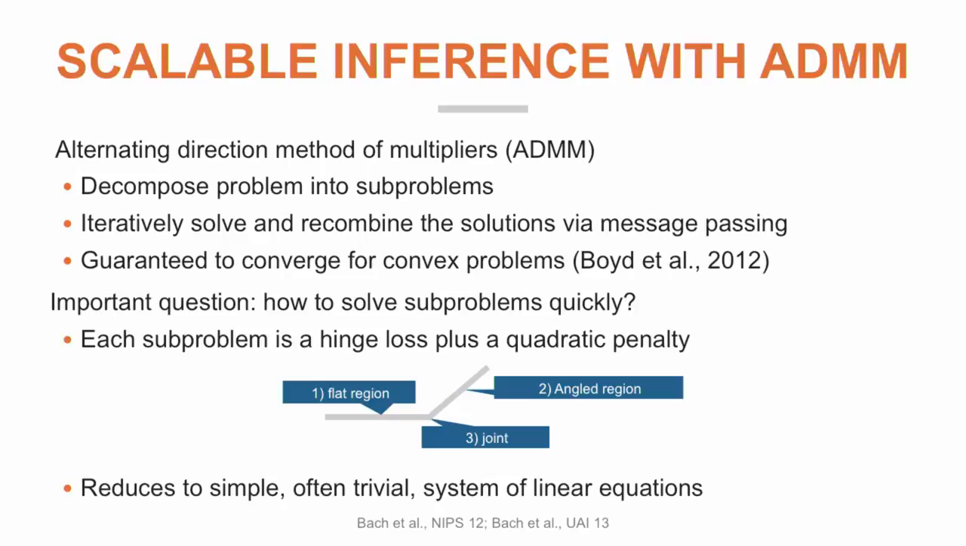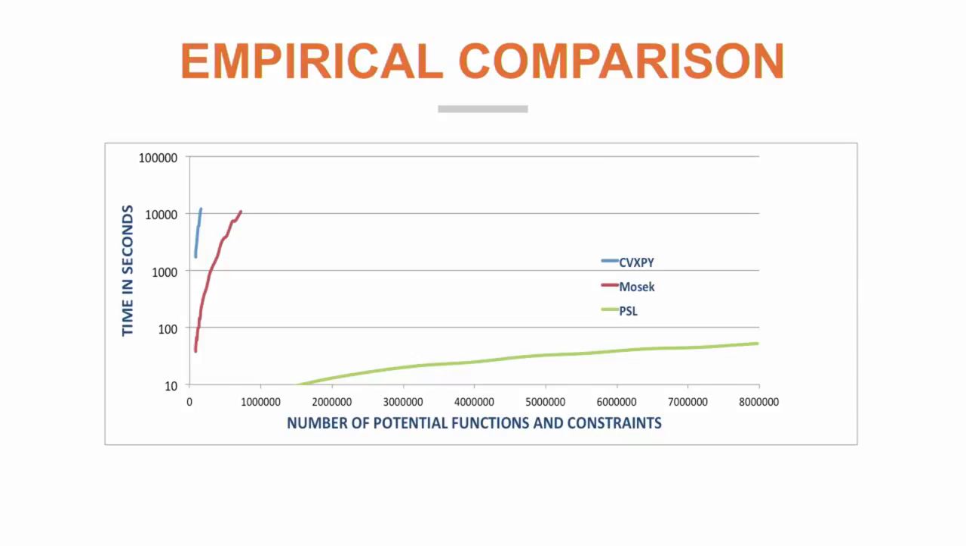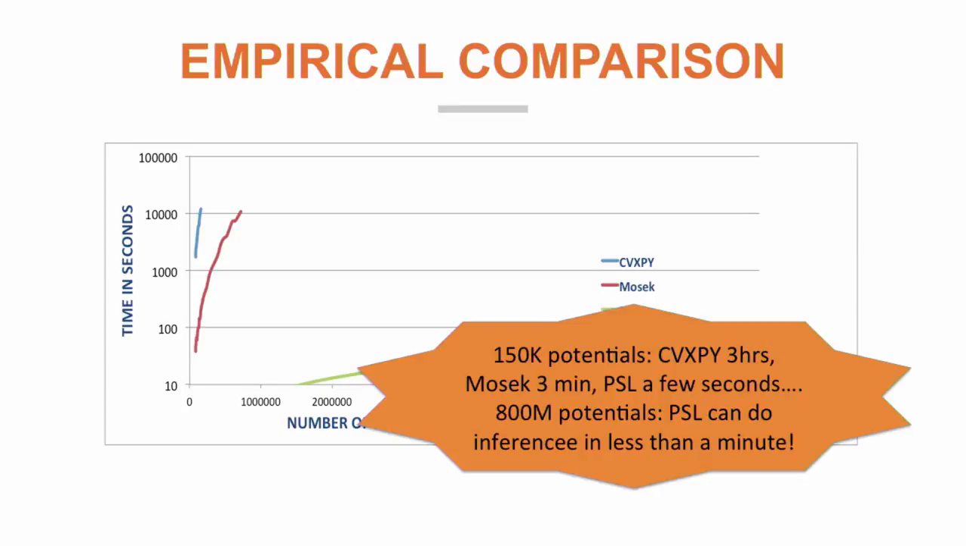and optimization programs. And so if we compare this to an off-the-shelf optimizer like CVXPY, and an industrial-strength optimizer like MOSEK, versus our PSL ADMM, we're just blowing it out of the water. This graph is at a scale that you can't really even interpret it. For example, a problem that has 150,000 potentials takes about 3 hours using CVXPY, about 3 minutes using MOSEK, and takes seconds with ADMM, our implementation. And with PSL, we can do something that has 800 million potentials in less than a minute.